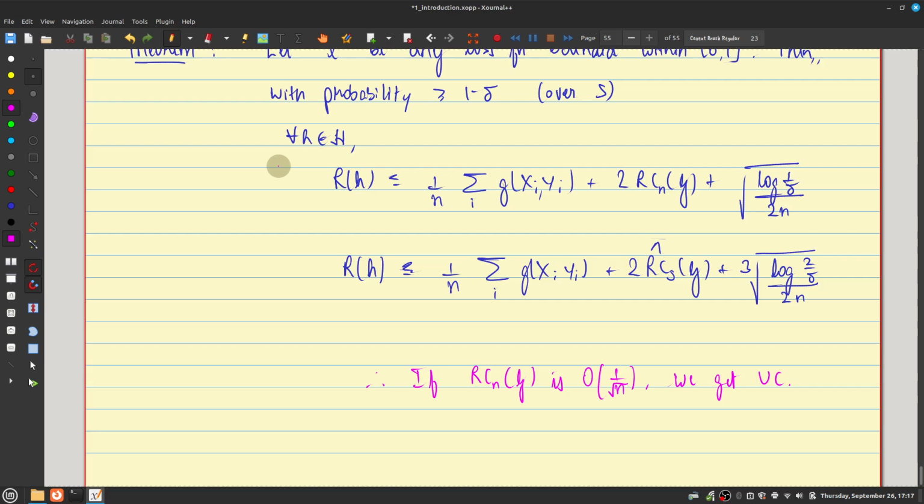That's even stronger, right? So, in fact, as long as it is, ultimately what we will show is that it's square root log 1 over delta divided by n. Because this is larger than just order 1 over square root.